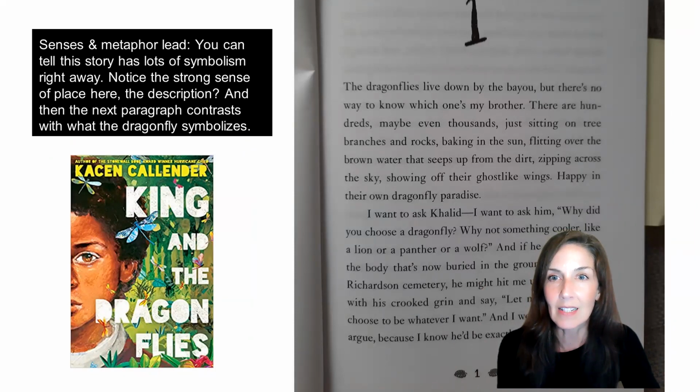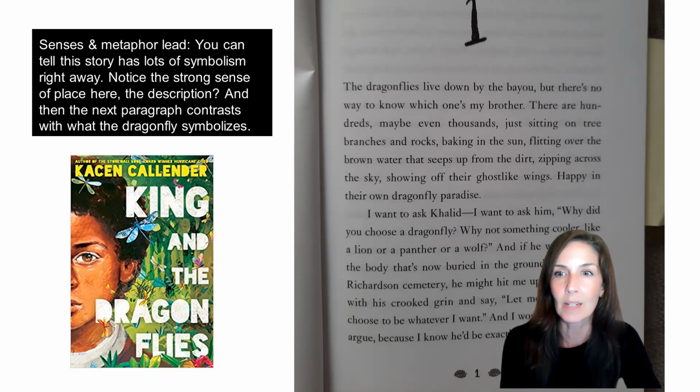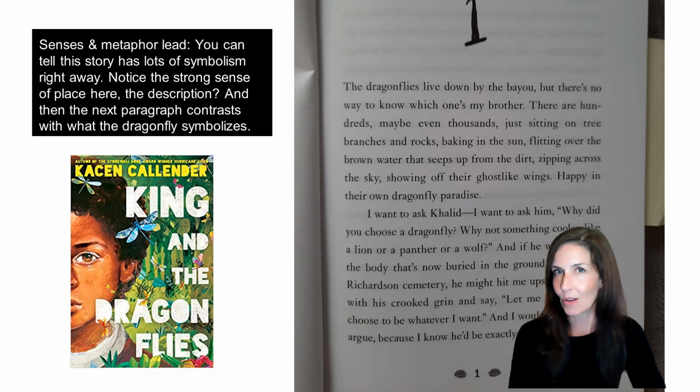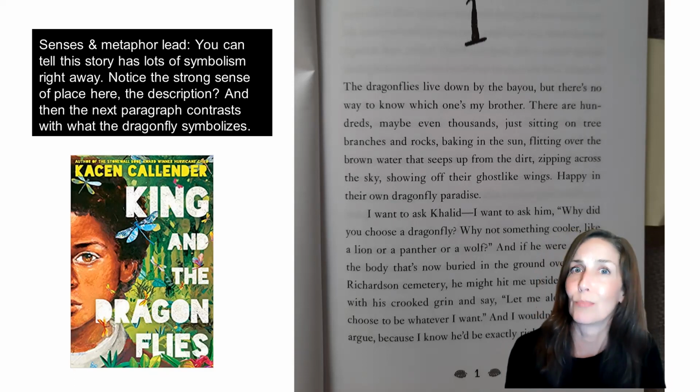The dragonflies live down by the bayou, but there's no way to know which one's my brother. There's hundreds, maybe even thousands, just sitting on tree branches and rocks, baking in the sun, flitting over the brown water that seeps up from the dirt, zipping across the sky, showing off their ghost-like wings, happy in their own dragonfly paradise.